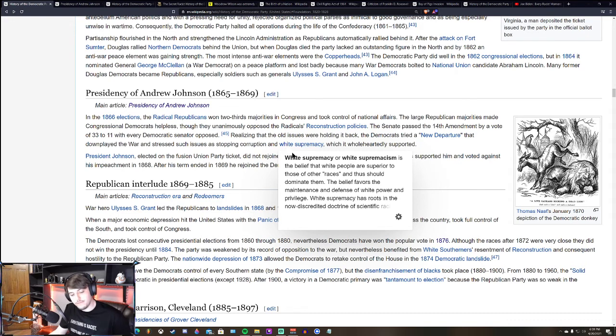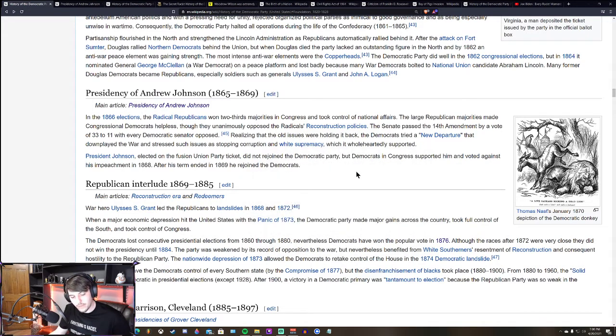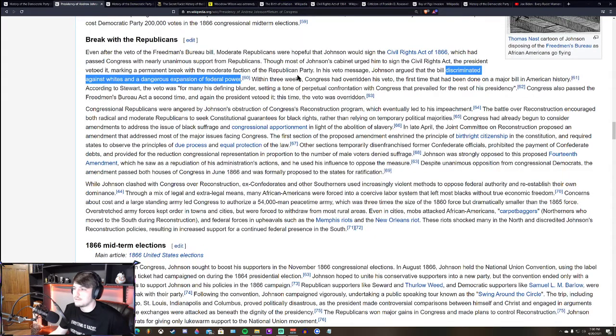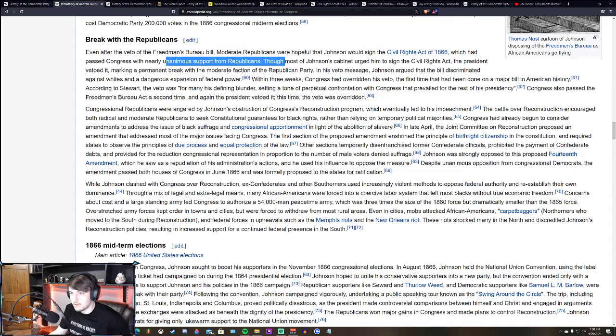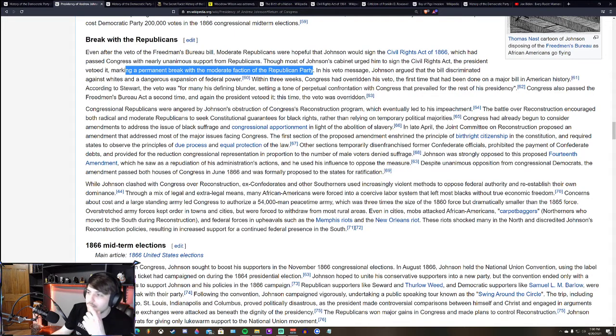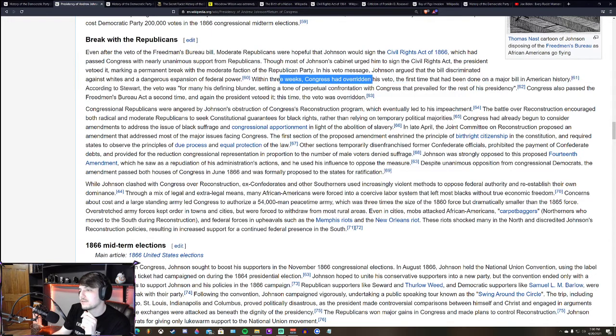He also vetoed the 1865 Civil Rights Act and said it discriminated against whites. What a friggin' racist. Look at this. Even after the veto of the Freedmen's Bureau bill, moderate Republicans were hopeful that Johnson would sign the Civil Rights Act of 1866, which had passed Congress with nearly unanimous support from Republicans. Though most of Johnson's cabinet urged him to sign the Civil Rights Act, the president vetoed it, making a permanent break with the moderate faction of the Republican Party. In his veto message, Johnson argued that the bill discriminated against whites and was a dangerous expansion of federal power. Within 3 weeks, Congress had overridden his veto because he was a racist.